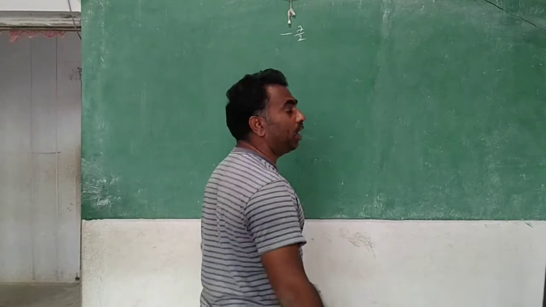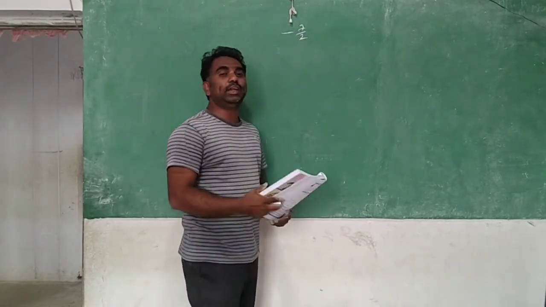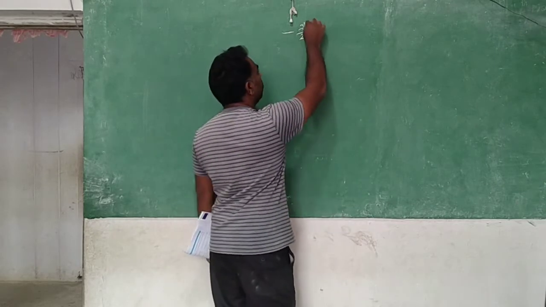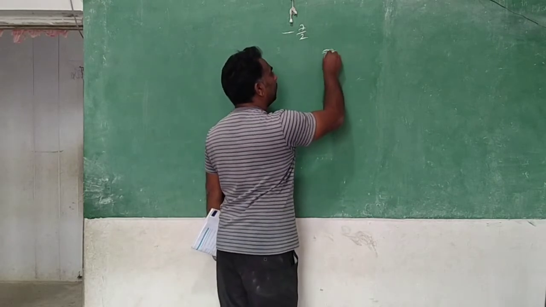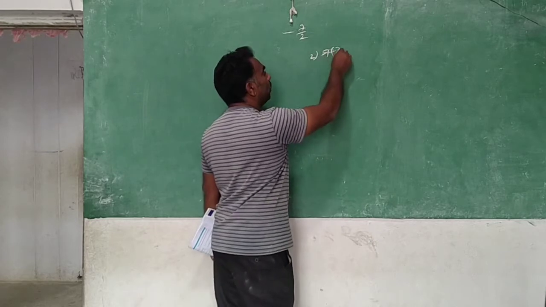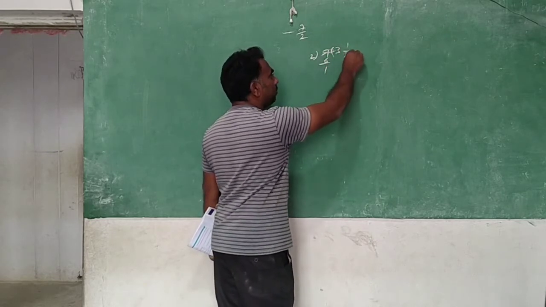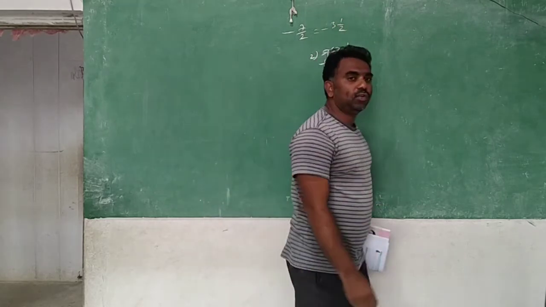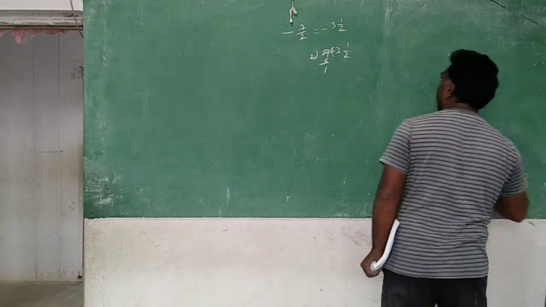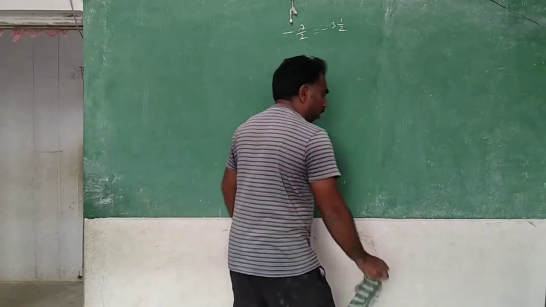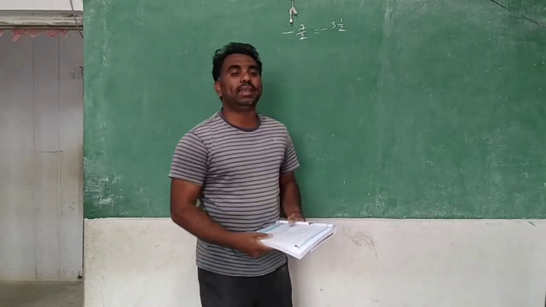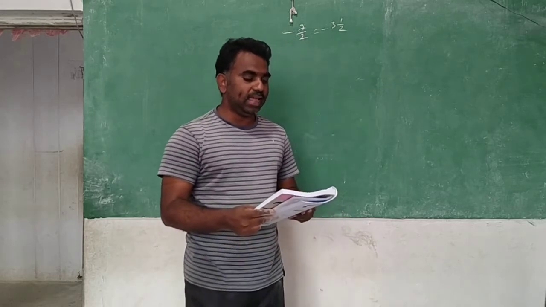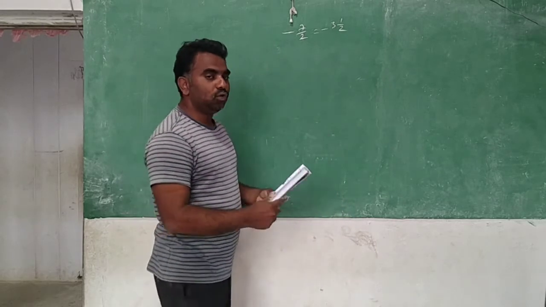-7/2 is improper. So what will you do? We need to convert that into a mixed fraction. How do you convert into a mixed fraction? You know that 7 divided by 2: 2 threes are 6, 1 is left, so it is 3 1/2. But it is -3 1/2. Tell me where it is. In between -3 and -4. How do you show it on the number line?